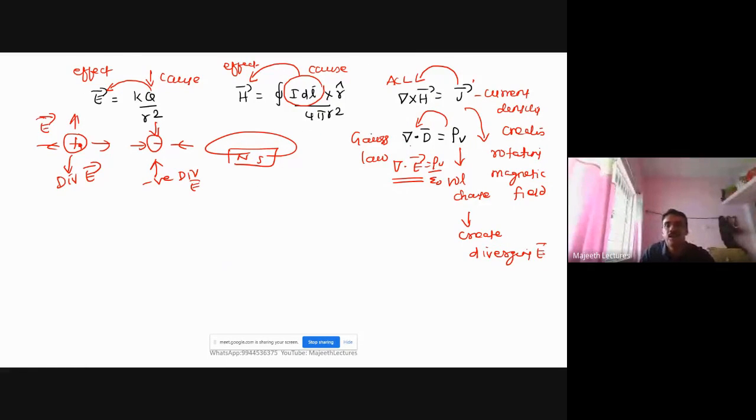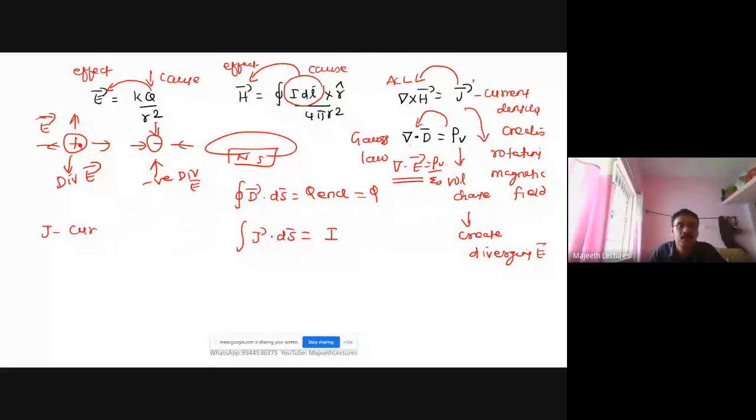And the other thing we have to remember is there are many similar equations like this. Already I told D dot dS is equal to Q enclosed. I will explain this later. This is Gauss law in integral form. That one is the differential form. There is one more equation. J dot dS is equal to I. This equation also we will use widely. J is current density. Current density means, what is population density? Population per area. Current density means current per area.